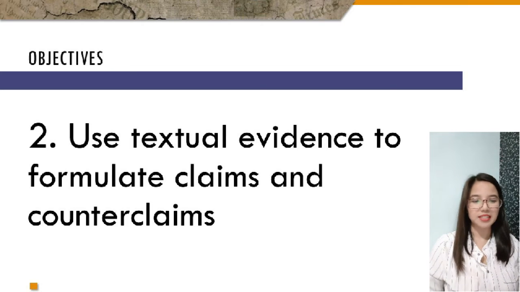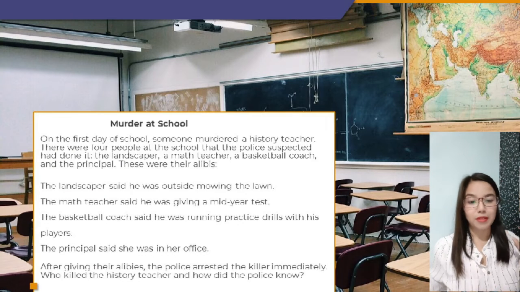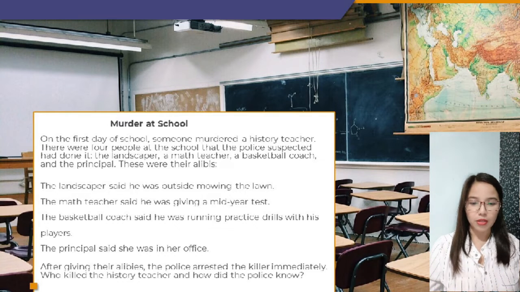But before we proceed, let me share with you this mystery, murder at school. Let me read for you. On the first day of school, someone murdered a history teacher. There were 4 people at the school that the police suspected had done it. The landscaper, a math teacher, a basketball coach, and the principal.